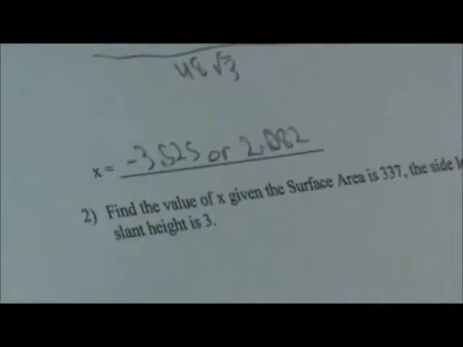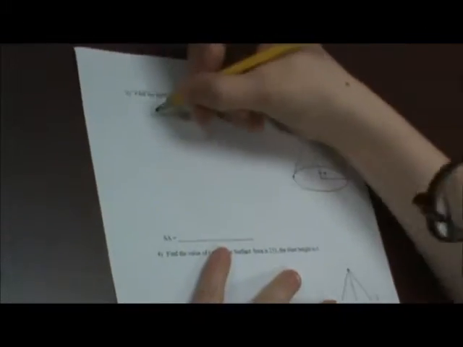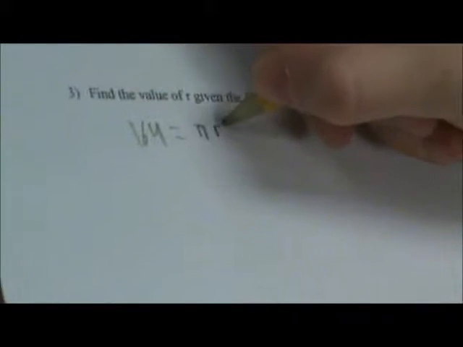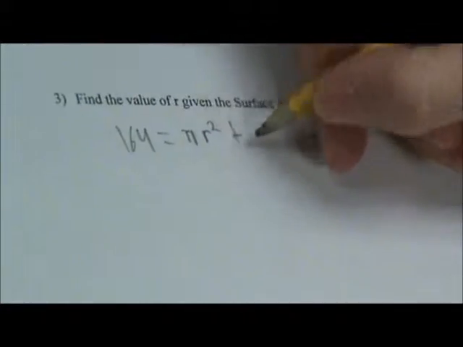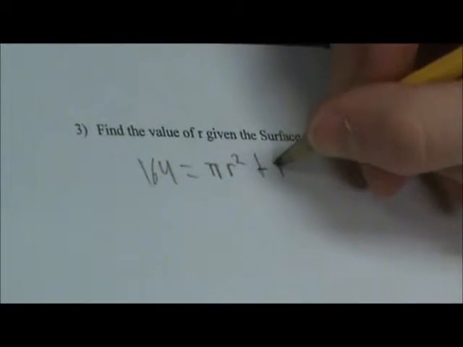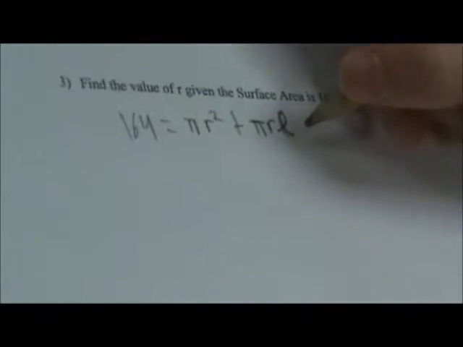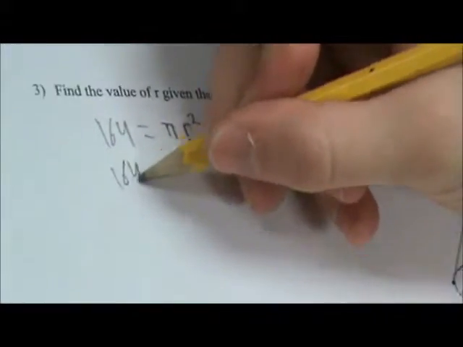Alright. Then, for number 3 in the back, we have to find the value of r, that's the radius, given that the surface area is 164 and the slant height is 8. So we're going to have 164 equal pi r squared plus pi r l. That's the surface area formula of a cone. So then we're just going to subtract 164 over right away and plug in our l value.